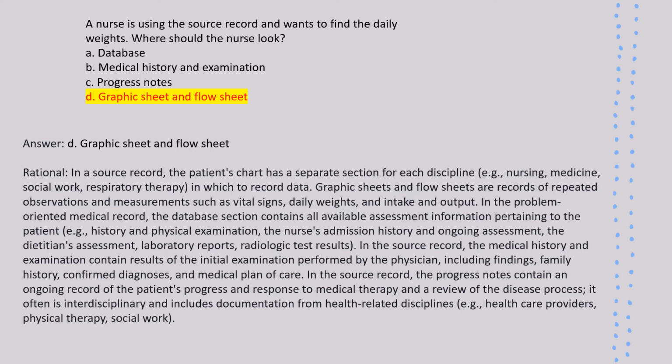In the source record, the medical history and examination contain results of the initial examination performed by the physician, including findings, family history, confirmed diagnoses, and medical plan of care. In the source record, the progress notes contain an ongoing record of the patient's progress and response to medical therapy and a review of the disease process. It often is interdisciplinary and includes documentation from health-related disciplines, e.g., healthcare providers, physical therapy, social work.